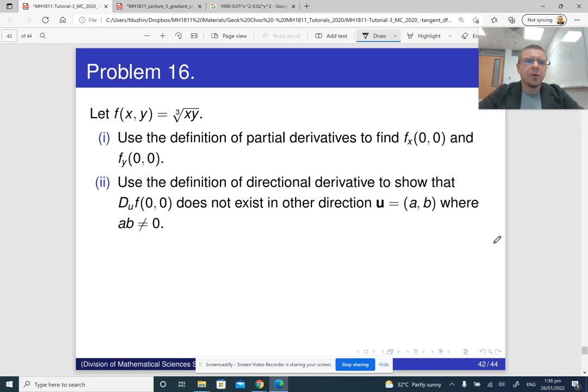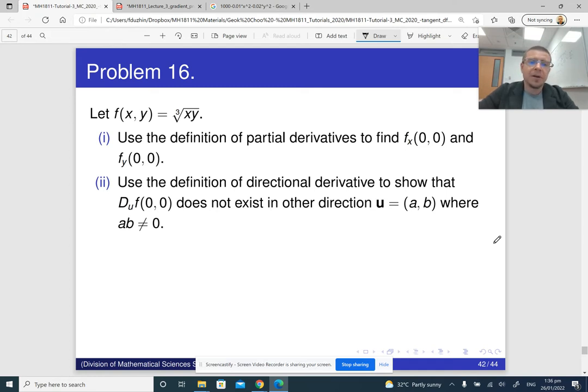All right, and finally, question 16. In question 16, we are given a function f of xy. It is the cube root of the product of xy. And there are two parts. The first part is to use the definition of partial derivatives to find partial derivatives.